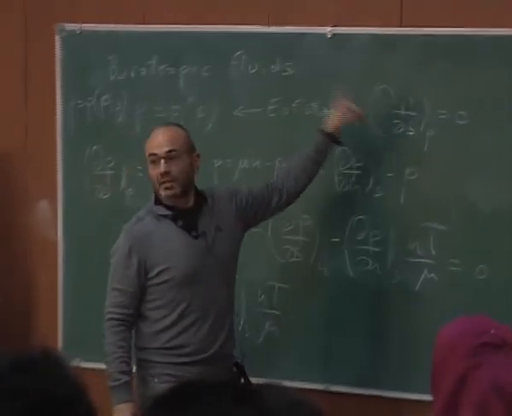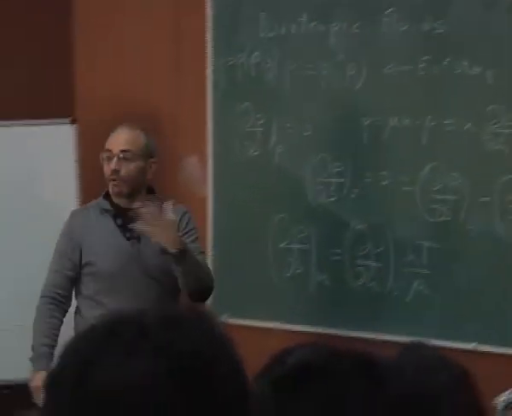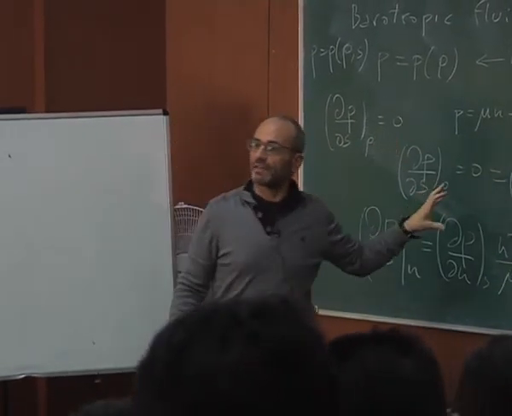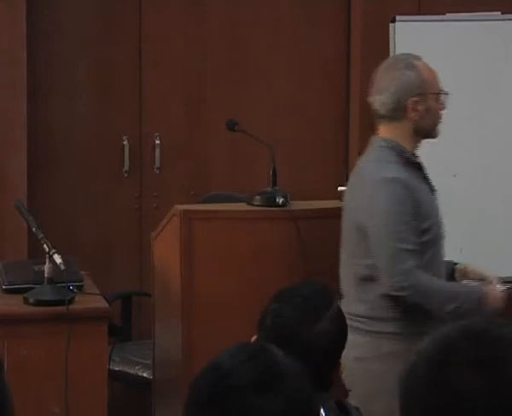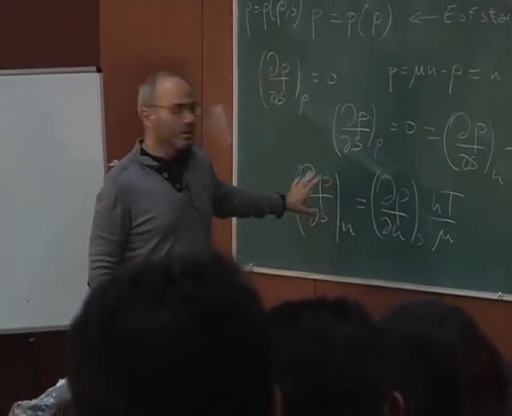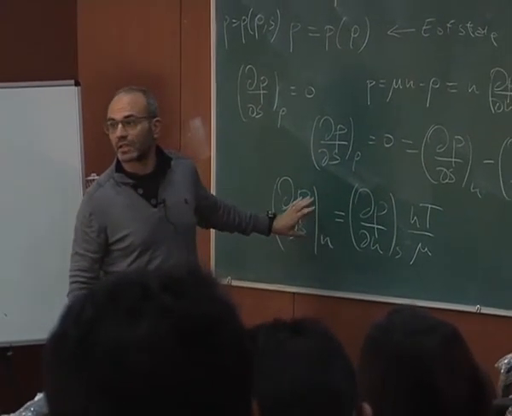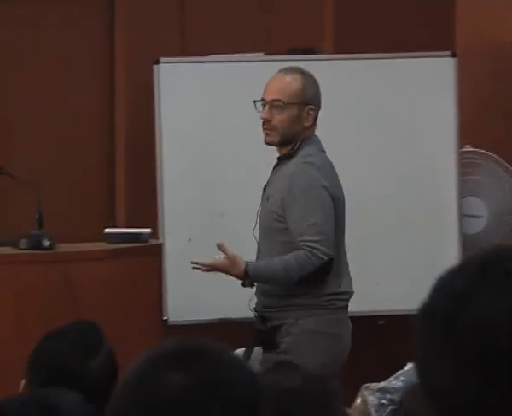So now what I want to see exactly is what happens to this relation when p is a function of n and s, say. That's exactly what I want to find actually. And I get this thing. So a perfect fluid which satisfies this relation is actually a barotropic fluid.